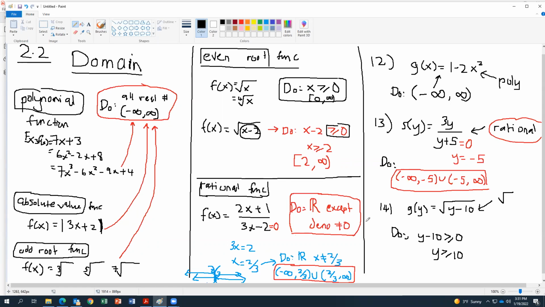And how do you write this in interval notation? 10 to infinity. So this means that the smallest number you can have is 10, and it goes above that. So this is your domain for question number 14. You guys doing okay here?